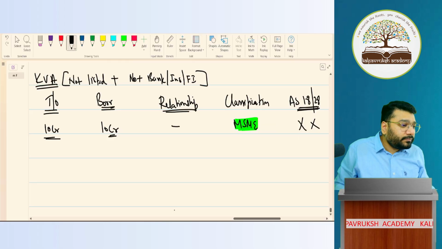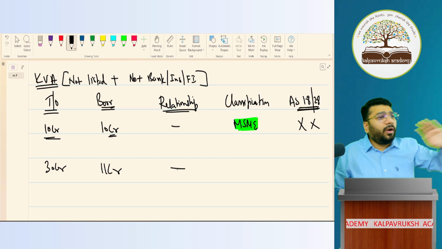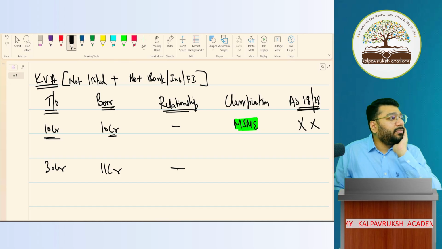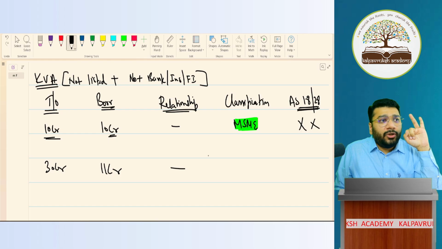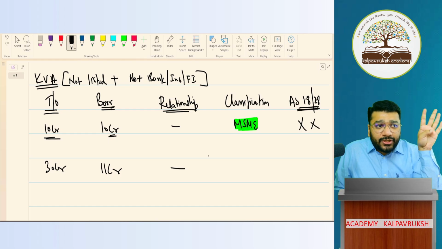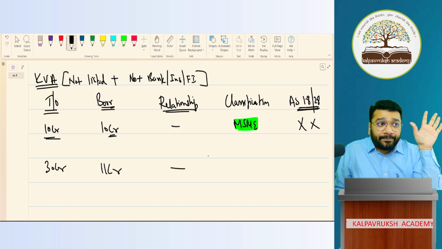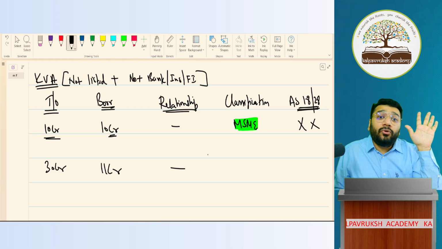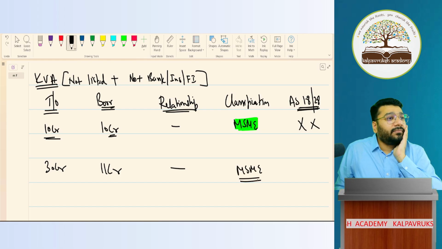Okay. Now, turnover 30 crore, borrowing 11 crore. Relationship not there. It's a standalone independent entity. There's no holding or subsidiary so far. Now tell me, MSME or not? I'm not listed, nor a bank, nor insurance, nor financial institution. Turnover is also up to 250, borrowing also up to 50 crore. So I am MSME.